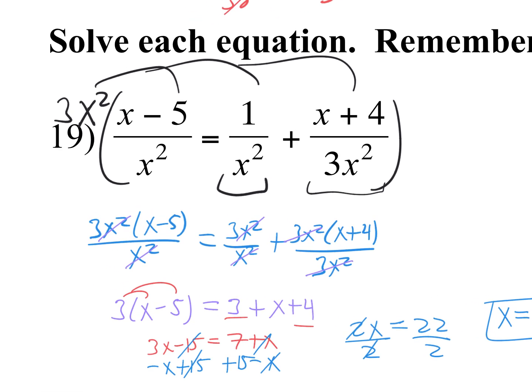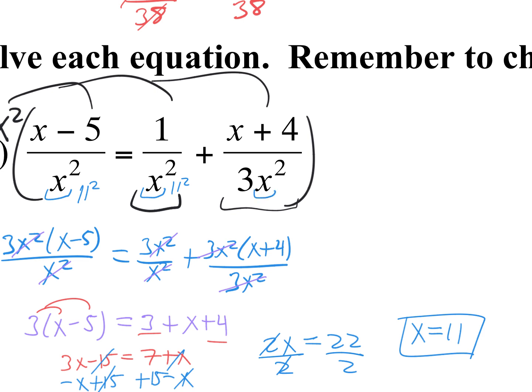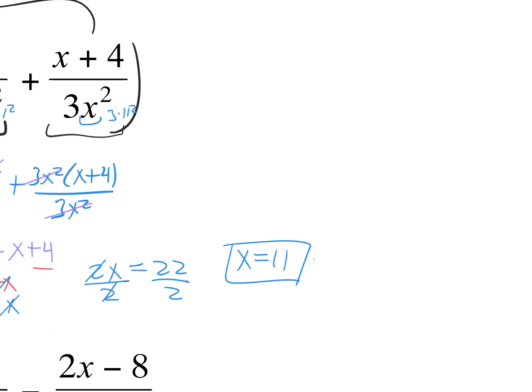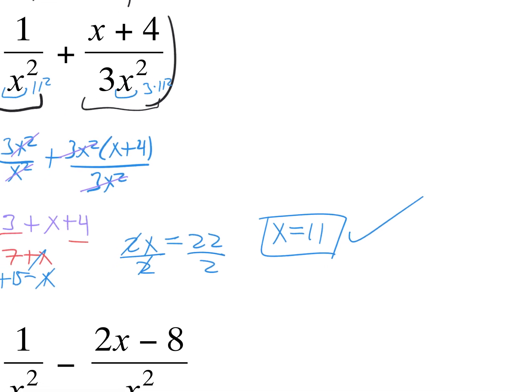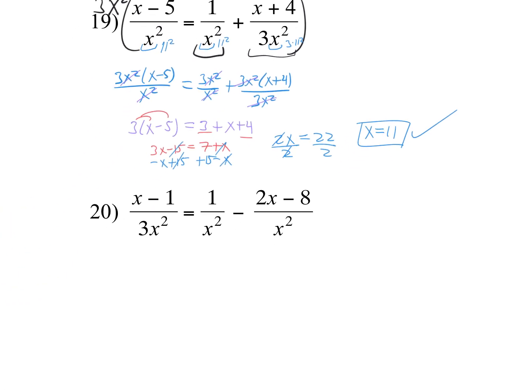So here, when we plug in 11 here, obviously we're not going to get a 0. 11 squared is nowhere near 0. Same thing here, 11 squared again is not 0. Same thing here, 3 times 11 squared is not 0. So this solution works. This is our solution.